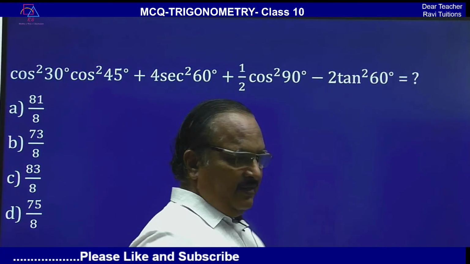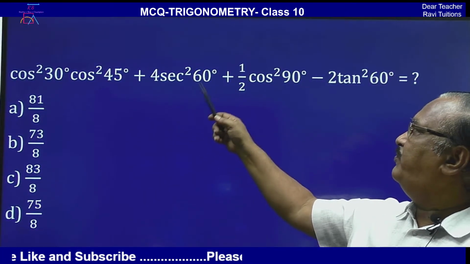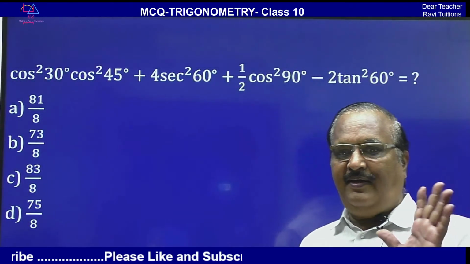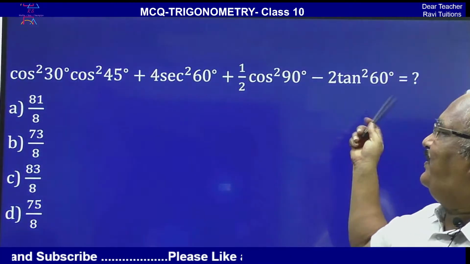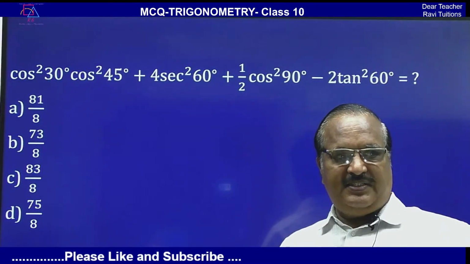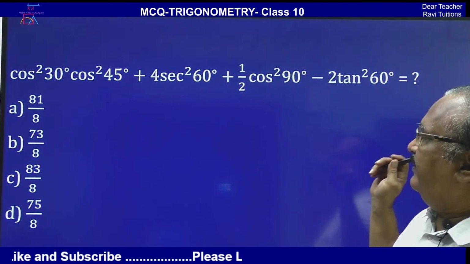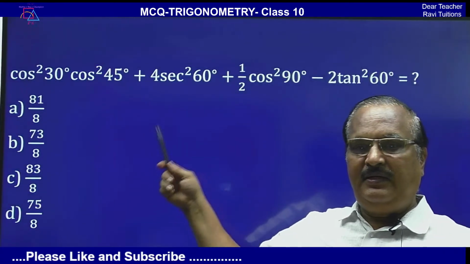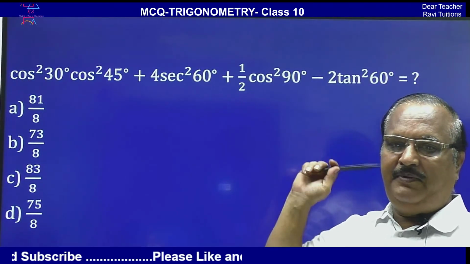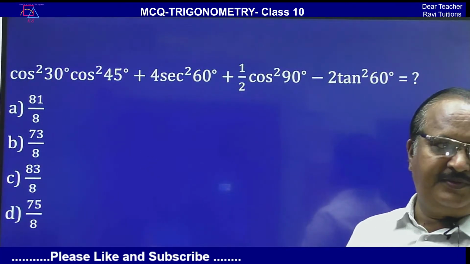Cos square 30 degrees, cos square 45 degrees plus 4 secant square 60 and 1 by 2 cos square 90. So definitely you have to put the values to do this question, right? A very long question. Such long questions may not come because it is very big. But even if it came, you have to do it. So the table will definitely help you, and you can do it by substituting the values.